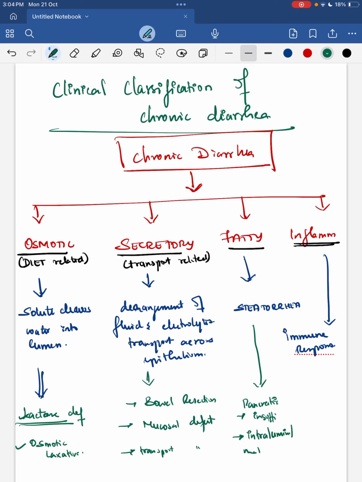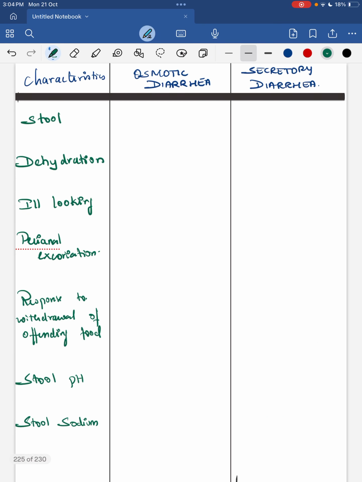So this is the way you classify chronic diarrhea. Before classifying it as osmotic or secretory diarrhea, you need to know the main differences between osmotic and secretory diarrhea. In osmotic diarrhea, how will the stool be? The stool in osmotic diarrhea will be loose to semi-solid.